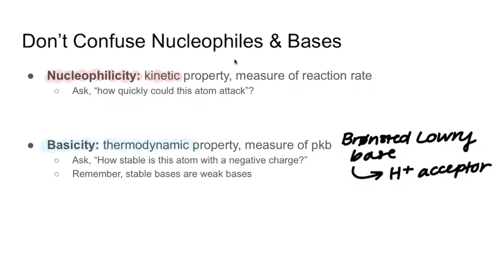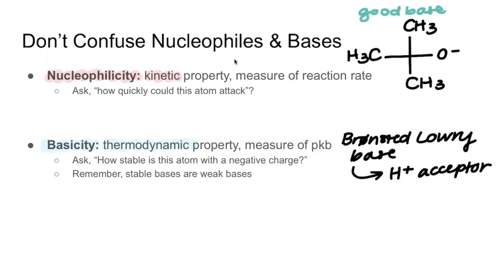Also, just to show you an example of one, you might remember this from the last slide. So this is tert butoxide. Remember, you don't have to draw in these methyl groups. I'll just do it for the sake of showing you. So this is tert butoxide. This is a pretty good base. So this guy's a good base. Not a great nucleophile. So bad or weak nucleophile.